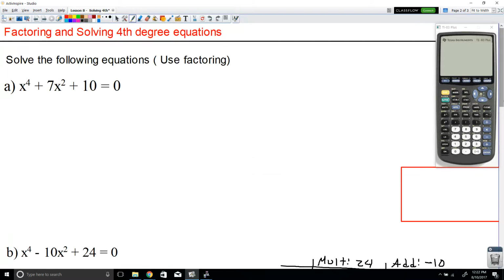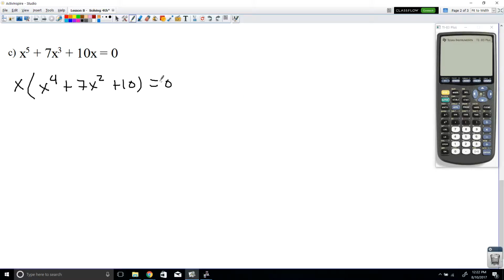So what we can do here is factor it out, which we already saw on the first example. That x to the 4 plus 7x squared plus 10, you can factor as x squared plus 5 and x squared plus 2. We already saw this on the first problem. So notice that now you have three expressions here: x, x squared plus 5, and x squared plus 2. They're still all multiplying, and they're all equal to 0.